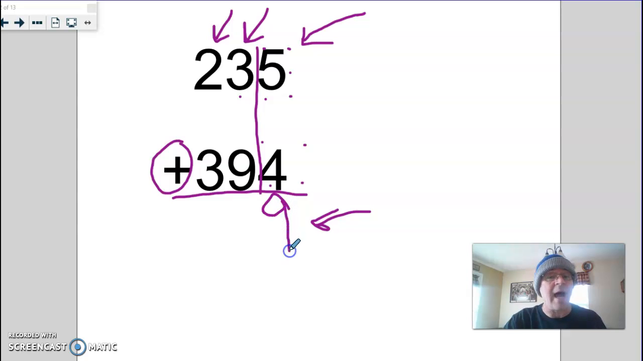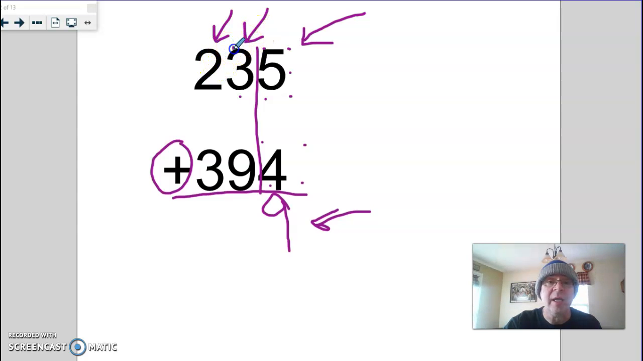Very important to line your problems up correctly. If you're sloppy down here and you've got your 4 underneath in your tens and it's really a 1, that's another thing that's going to cause you a problem. Make sure you take your time and use your best penmanship, your best writing. Because if you can't read what you wrote, you're going to make a mistake. And we don't want that. You guys are smarter than that. You can do this.